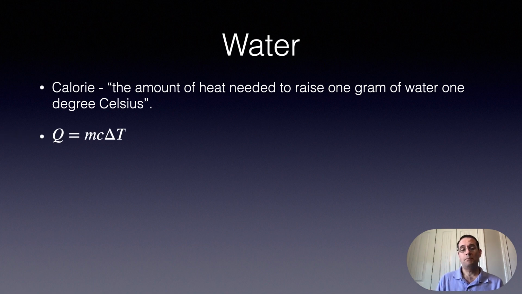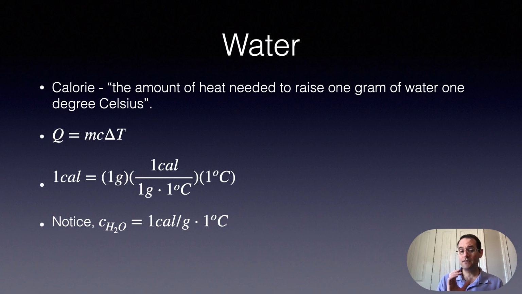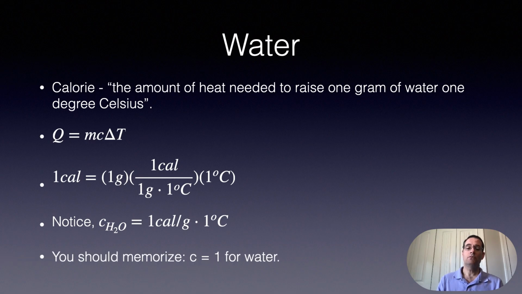And so what does that mean? Well, we saw Q equals mc delta T, and heat or Q or energy is 1 calorie, and that's equal to 1 gram times the specific heat capacity of water, which is 1, times the change in temperature, which is 1 degree Celsius. So if we're warming from 50 to 51, that difference is 1 degree Celsius, and so it's 1 calorie. So notice that the heat capacity for H2O is 1 calorie per gram per degree Celsius. So you should, of course, memorize C equals 1 for water. That's the definition of the calorie, okay?